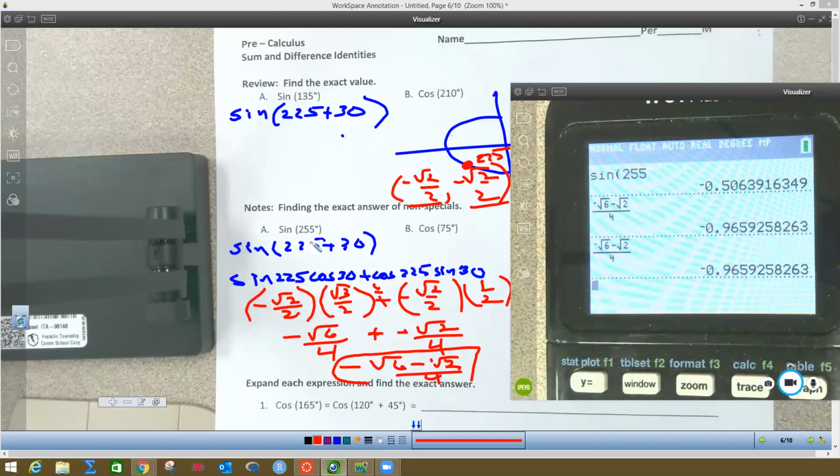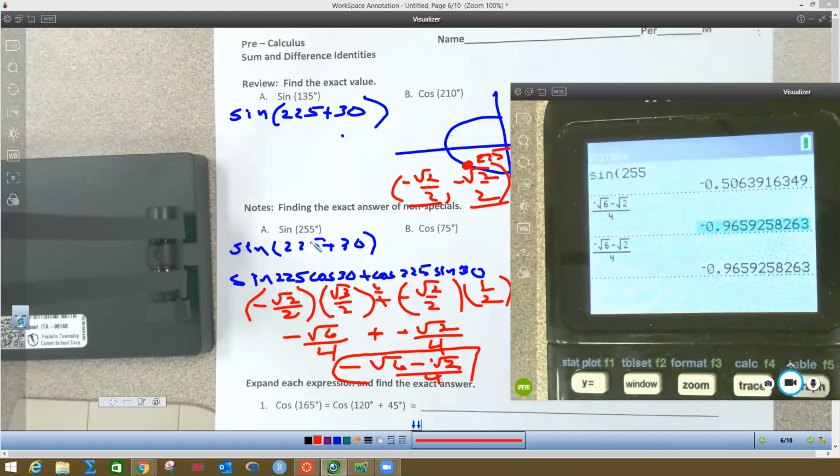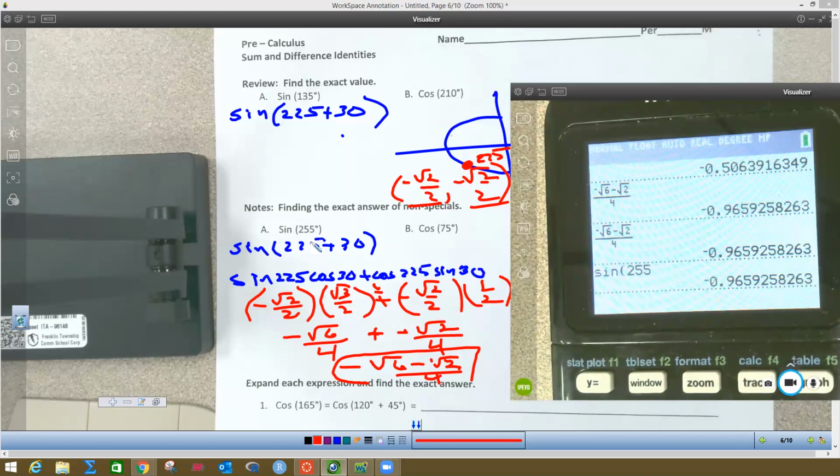Is that equal to the top thing? Is the sine of 255? Oh, I didn't do this. I have to go back up and do that, and I did it in radians the first time, didn't I? So I have to do 255 again also. Okay, there we go. Are they the same?